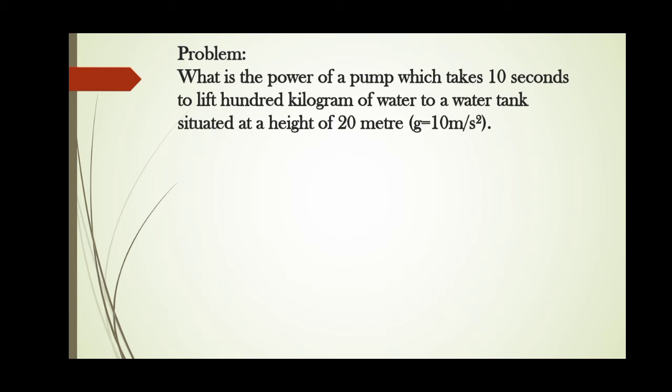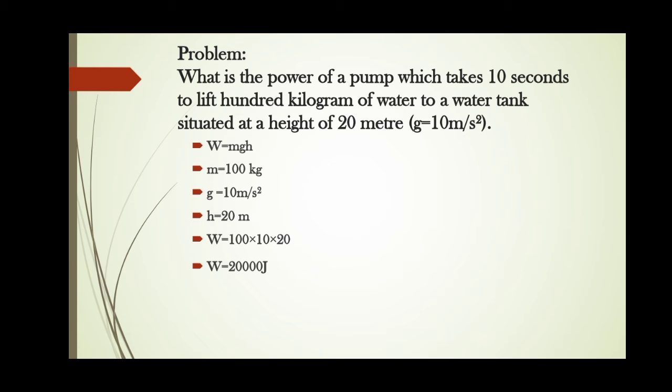Now let us do a problem. What is the power of a pump which takes 10 seconds to lift 100 kg of water to a water tank situated at a height of 20 meter? Given g is equal to 10 meter per second square. We have W is equal to mgh, m is equal to 100 kg, g is equal to 10 meter per second square, h is equal to 20 meter. By substituting the values in the above formula, W equals 100 into 10 into 20. W equals 20,000 joules. t is equal to 10 seconds.